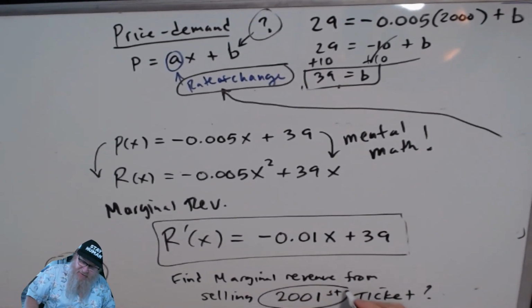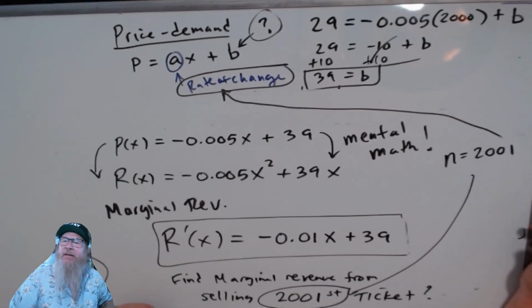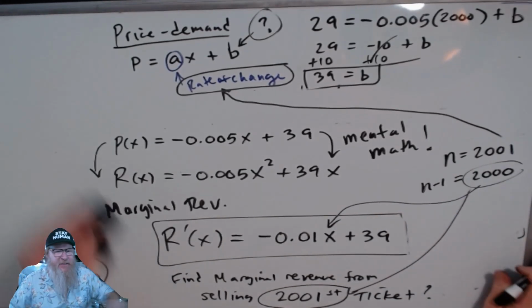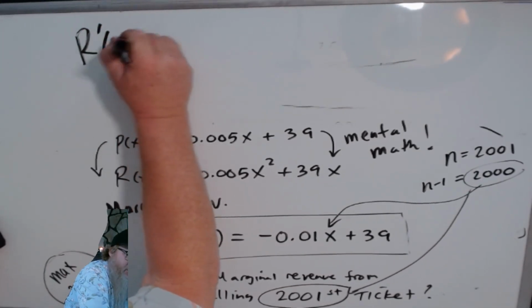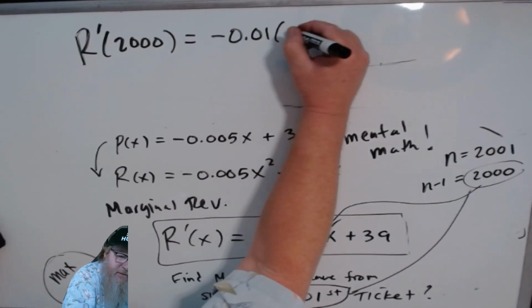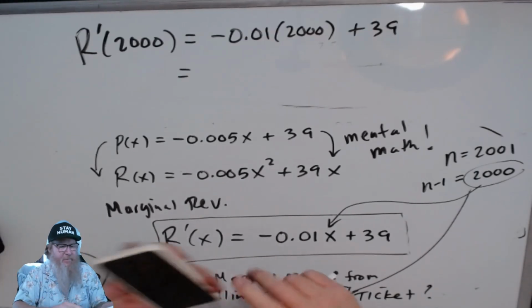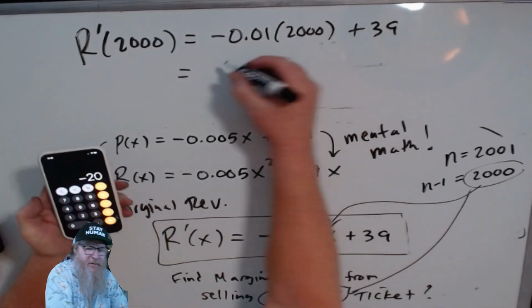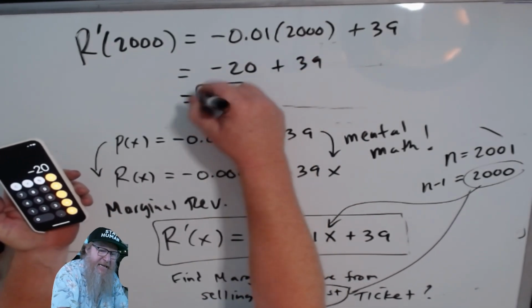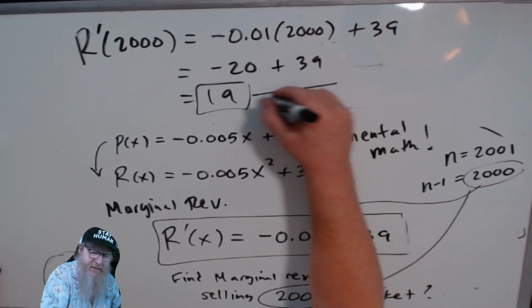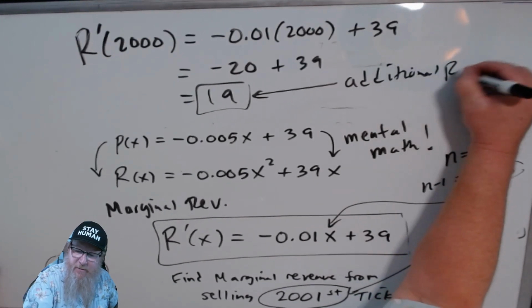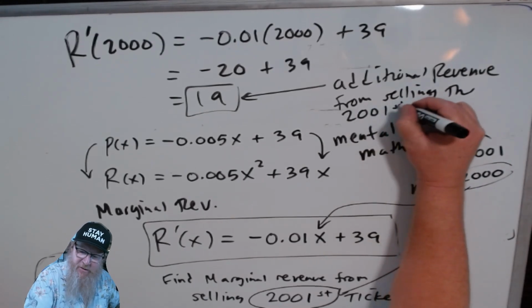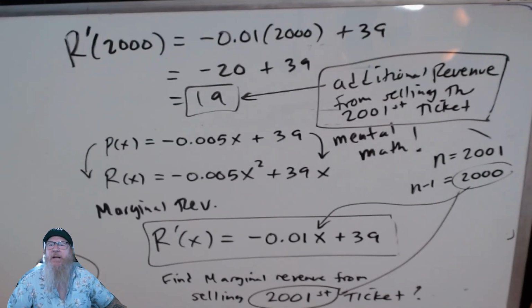Well, remember, if 2001 is n, then n minus 1 is just 2,000. So we just plug 2,000 into this function. So that will be R prime of 2,000. So 2,000 times negative 0.01 is negative 20, plus 39, 19 additional dollars. So this is the additional revenue from selling the 2001st ticket. 19 additional dollars.